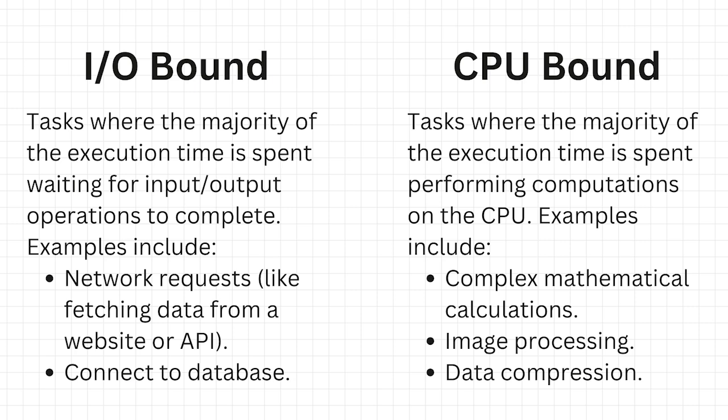So in short, there are two types of work. The first one is I/O bound, on the left side. I/O bound is a task where the majority of the execution time is spent waiting for input-output operations to complete. Examples are network requests, for example requesting data from an API, like what we are doing right now, and also connecting to the database, right?